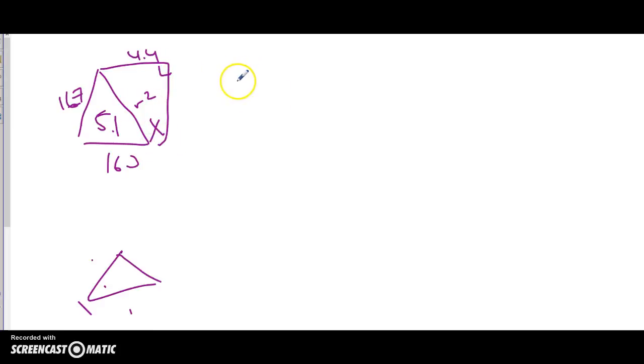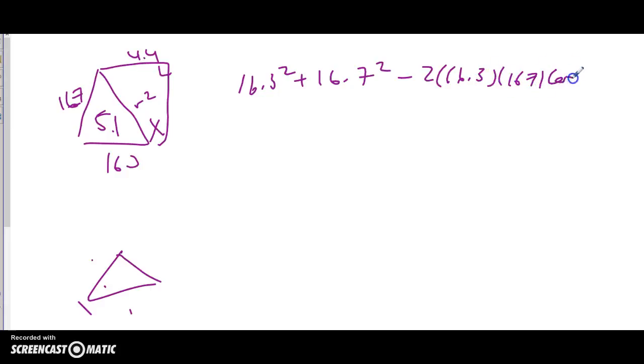And what I do is I work it out, and I go 16.3 squared plus 16.7 squared minus 2 times 16.3 times 16.7 times cos of 51 degrees gets me r squared. Find that out, hit the root button to get r, 14.2. So this is 14.2 now.